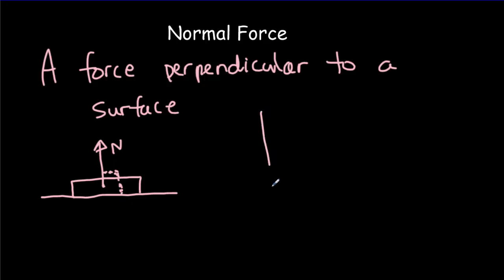If we had a wall and we placed a book against a wall this way and then put our hand against the book, then of course the wall here would have to exert a normal force to prevent the book from being pushed into the wall. So as soon as we start seeing surfaces, we should be thinking normal force.